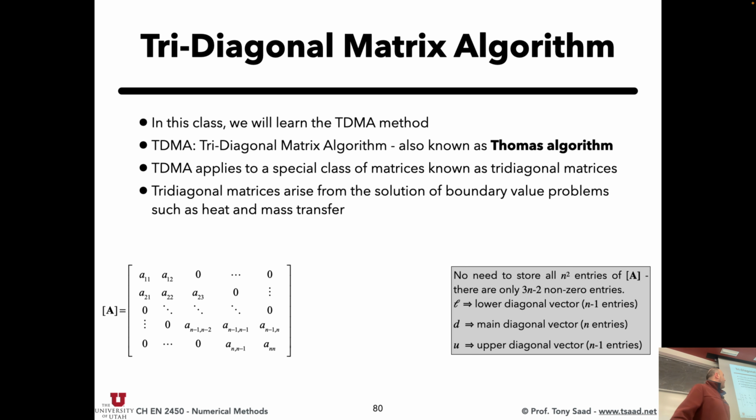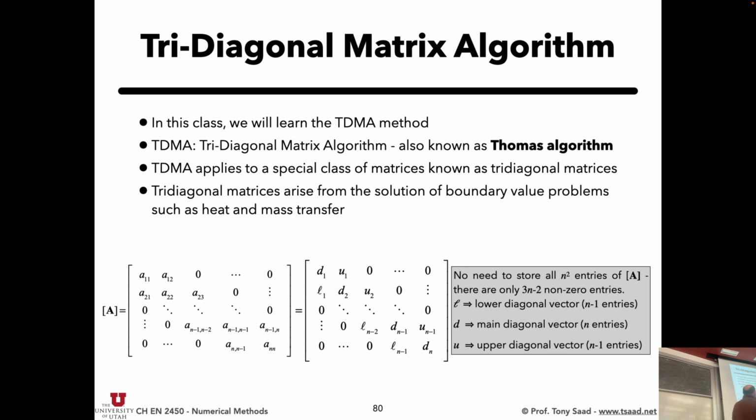The cool thing about this method is you do not need to store the entire matrix. That's one of the primary benefits. We don't need to store all of those zeros that we don't need. We only need to store the main diagonal, the first upper, and the first lower. So our storage requirements go from n squared to 3n minus 2, the number of non-zero entries in the matrix. So that's a big benefit.